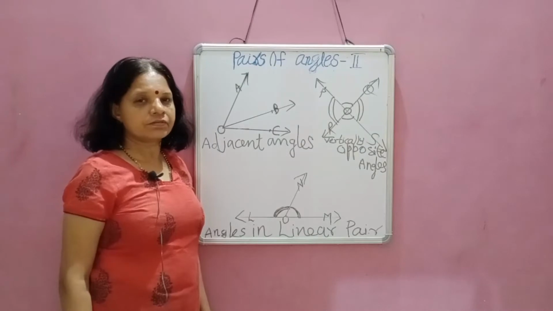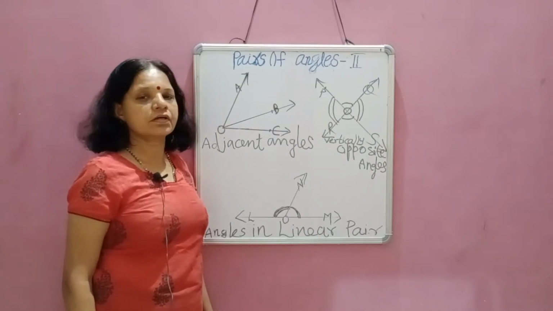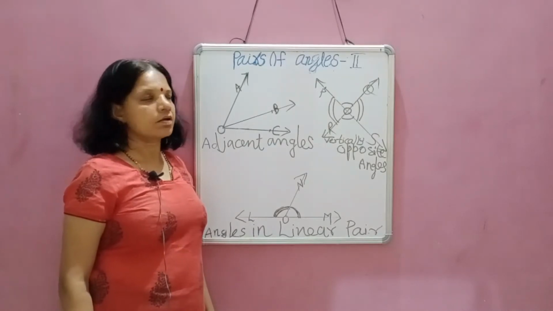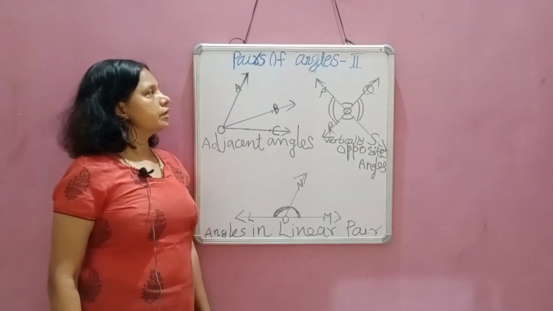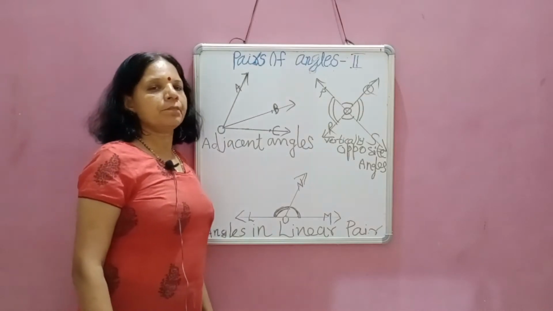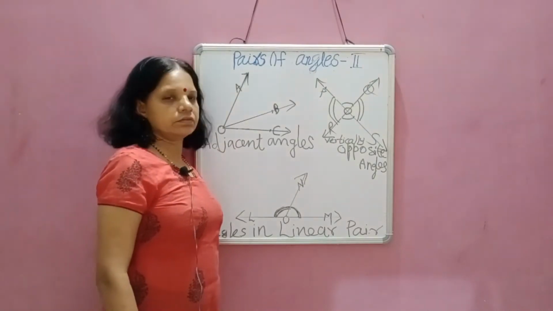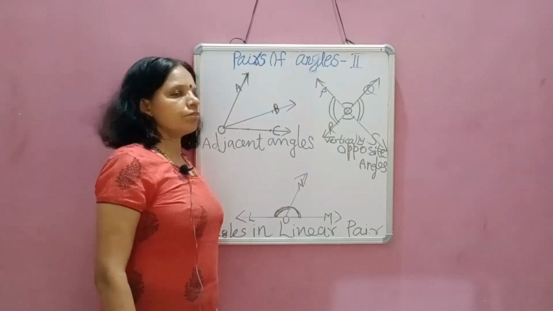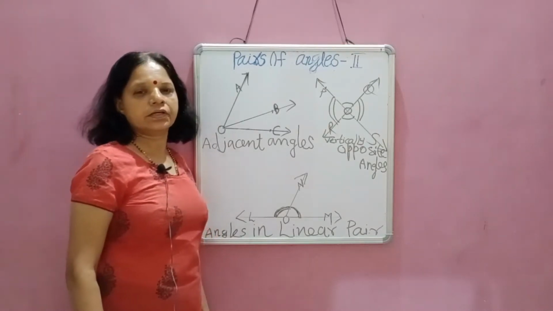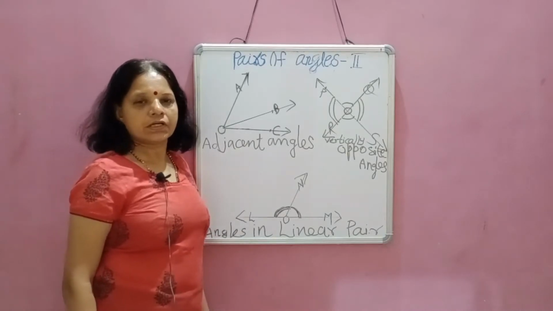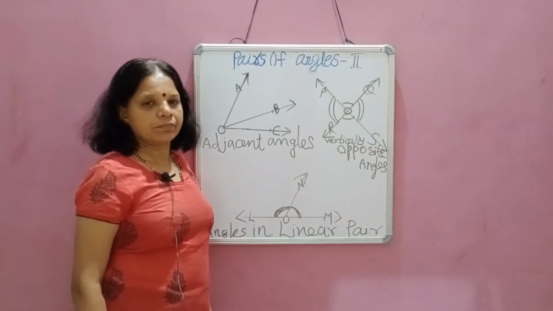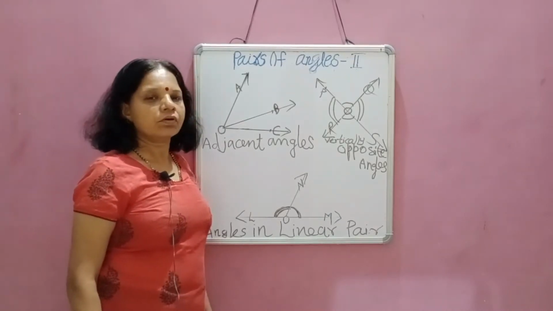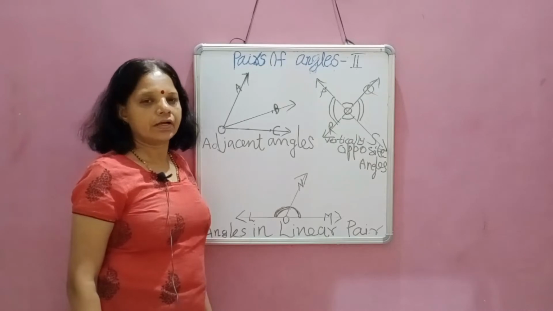So this week's lesson is the continuation of the last class. That is, we are continuing with the pairs of angles. We have studied two types of pairs of angles, that are complementary angles and supplementary angles. Now we will study more pairs of angles.